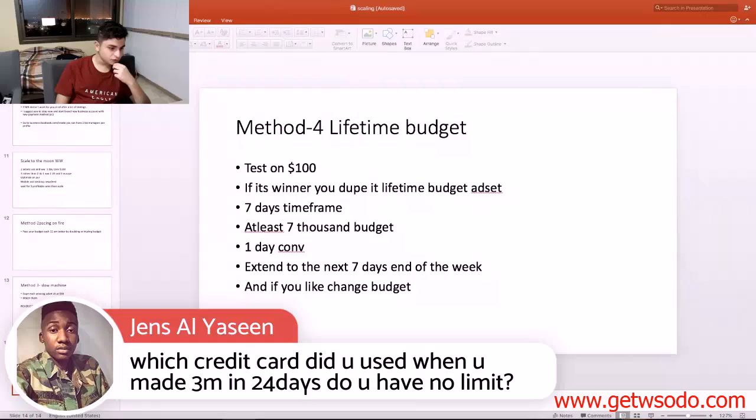Which credit card do you use when you made 3 million in 24 days? Do you have no limit? Well, the credit card that I used had a limit, I think. I'm not sure, but I think the limit was super high. I have a couple of credit cards that I can spend up to 300K a day, but it was not one of those. I can spend like 100K on that one, and I did not spend 100K. It was much less.